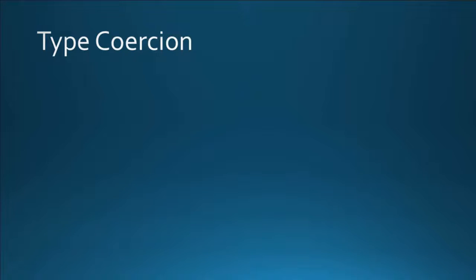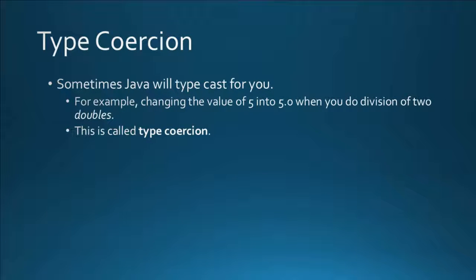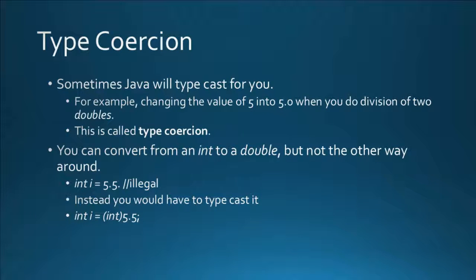All right, let's also talk about type coercion. Sometimes Java will actually do typecasting for you, for example, changing the value of 5 into 5.0 when you do division of two doubles. This is called type coercion. Like I said, a lot of this we've mentioned, but we're just doing it a little more in depth. You can convert from an int to a double, but not the other way around. int i = 5.5 is illegal. Remember, when we say it's illegal, that means it's going to throw an error. Instead, if I wanted to do that, I have to typecast it: int i = (int) 5.5. And so then the value of 5 would be stored in i.